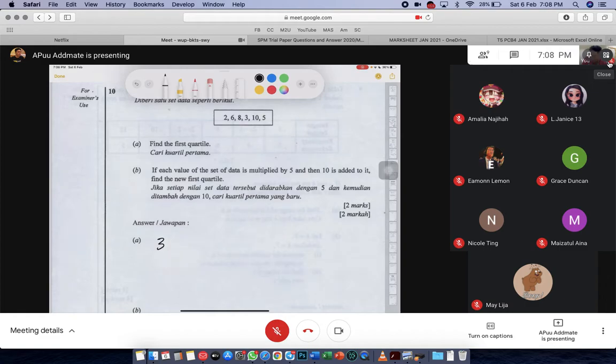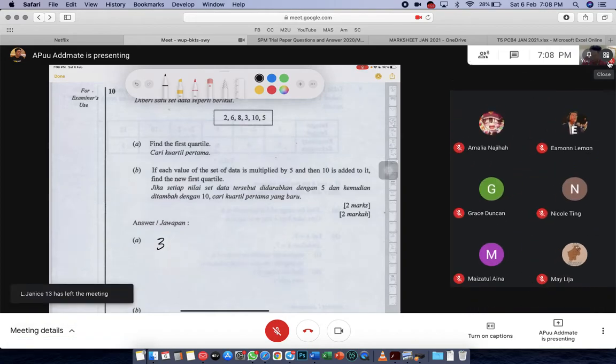If each value of the set of data is multiplied by 5 and then 10 is added to it, find the new first quartile. Find the new first quartile. 25, that is correct. Okay.